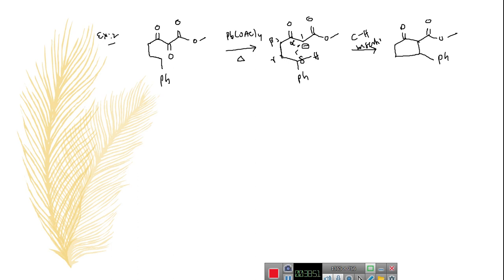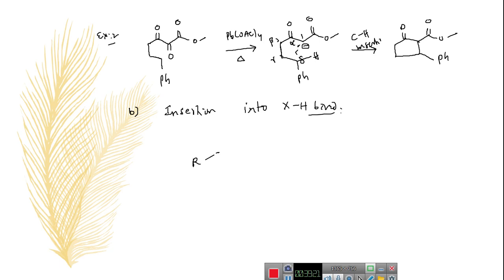So a 5-membered cyclic ring. So this is how the insertion of these carbenes into C-H bonds occurs. There is another example, in this case, insertion into a heteroatom-H bond. For example, here you can take an O-H bond. So carbenes also insert into other single bonds, especially O-H and N-H bonds.